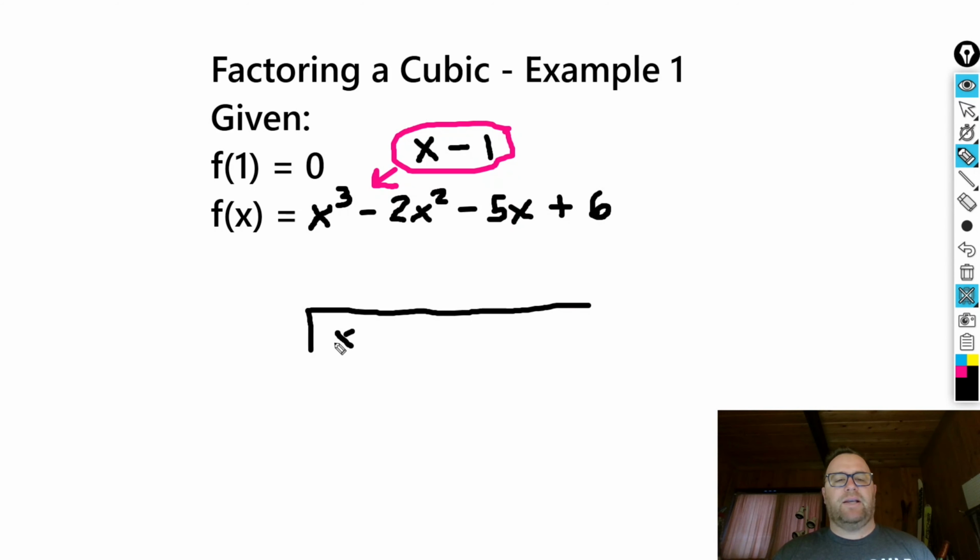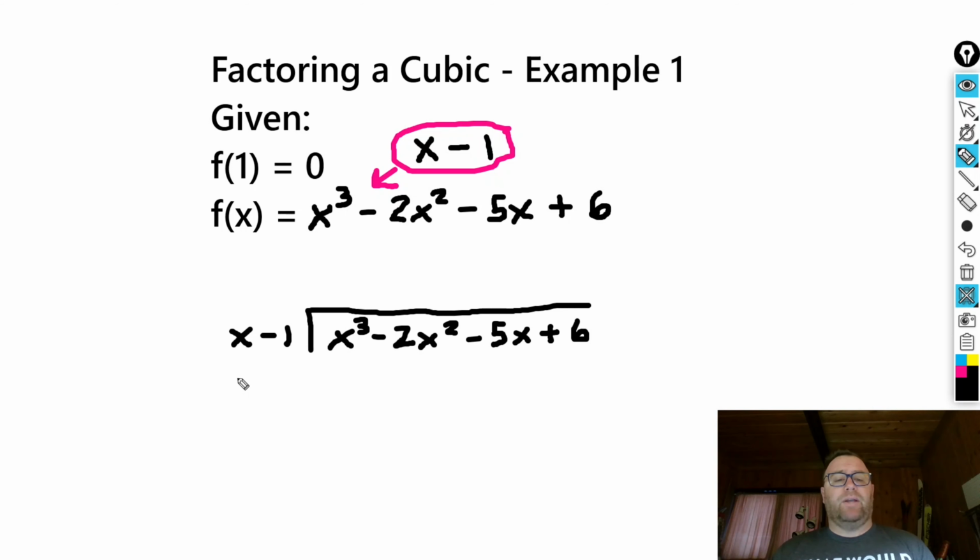So we've got x cubed minus 2x squared minus 5x plus 6. And we know that x minus 1 is a factor, so we can divide this by x minus 1. We should get a remainder of 0, and we should get a quadratic. And from there, we can just simply factor the quadratic.